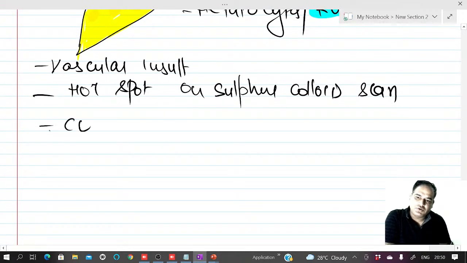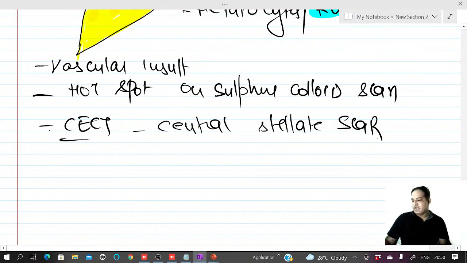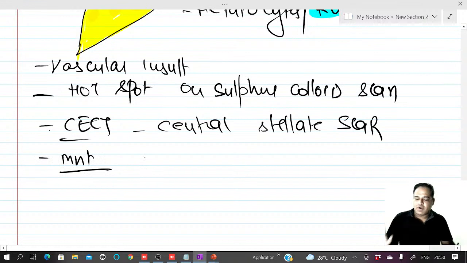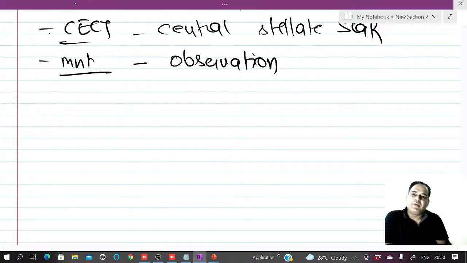So, investigation of choice, contrast CT, will give rise to a central stellate scar. Fine. If you consider this to be a tumor, then you can call it the second most common benign one. Fine. Because here the management is just observation. You don't need to do any specific kind of treatment there.